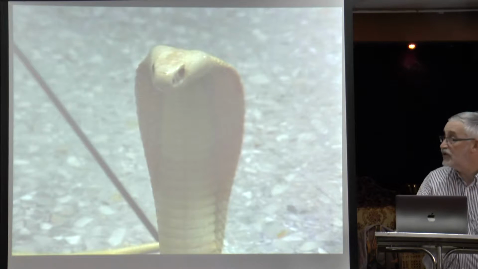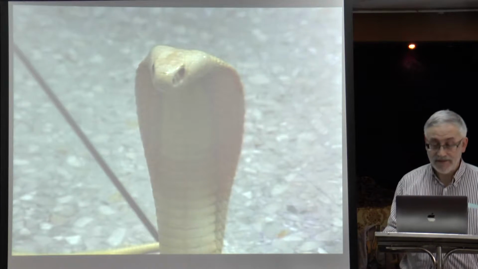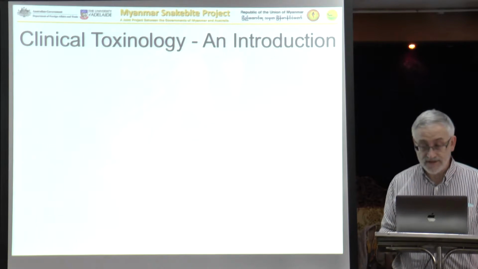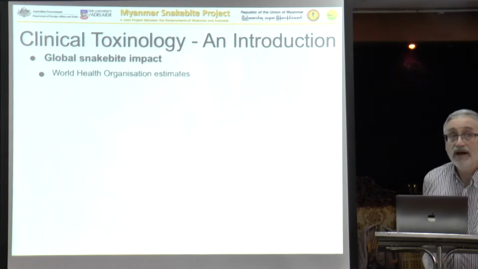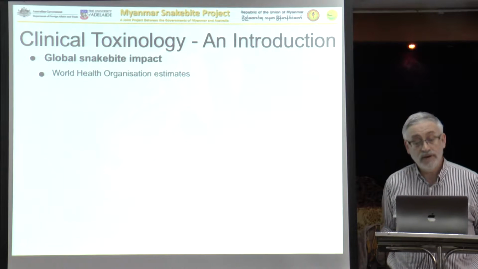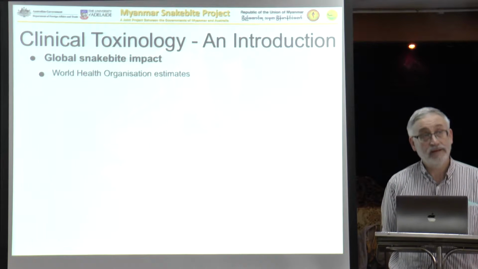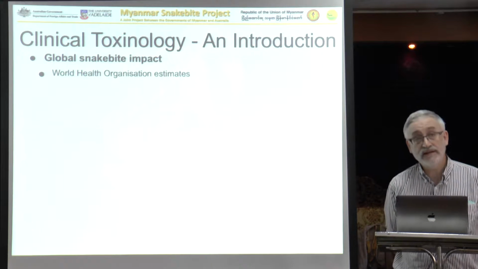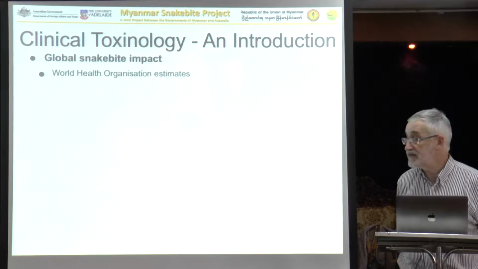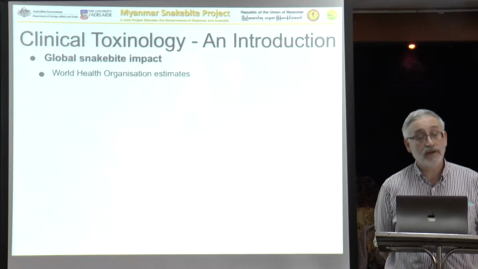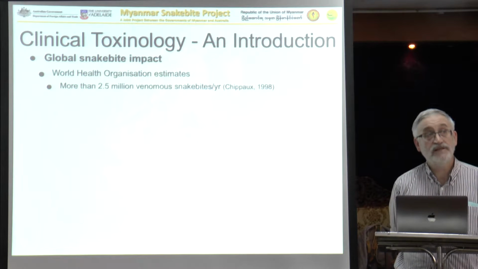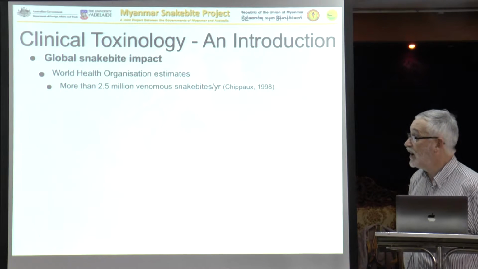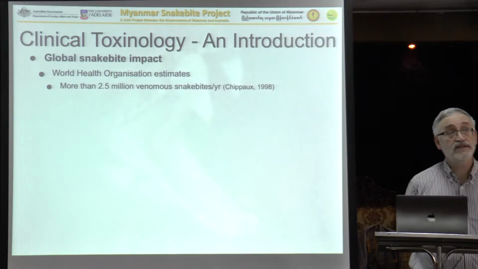So now we shall move on to snakes. Now, I'm sure you all recognize that as a cobra. So snakebite is a very important problem in toxinology globally. More people are severely affected by snakebite than any other type of toxin. We don't have precise figures for snakebite worldwide, but there are some estimates.